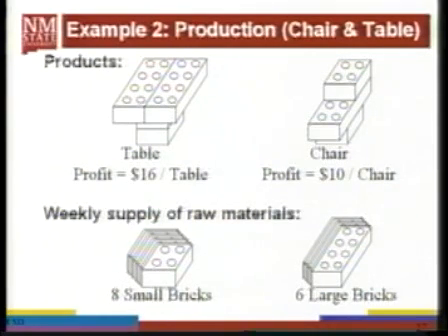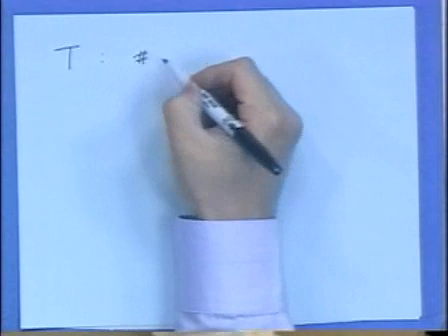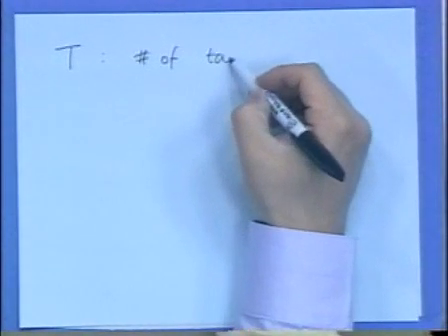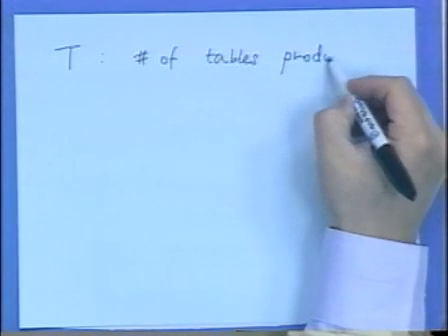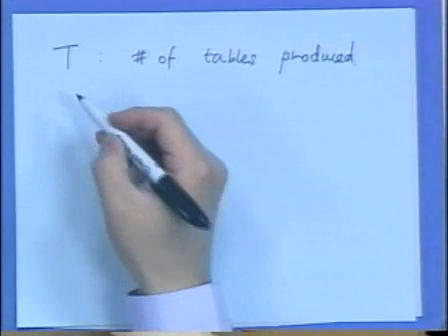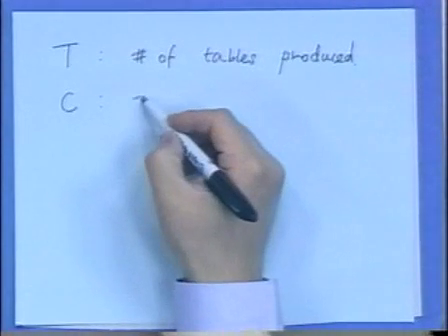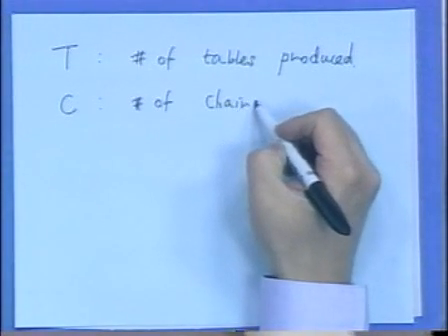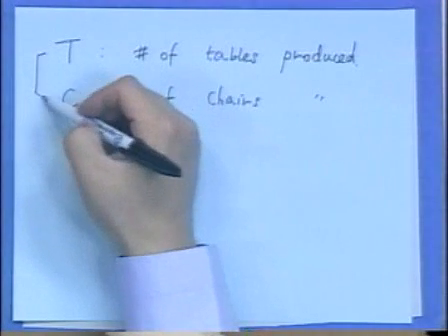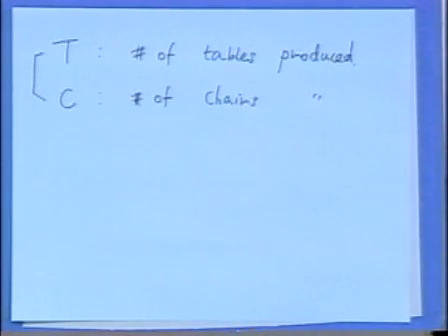Let's say T is the number of tables produced, and let's say C is the number of chairs produced. Okay? And we'd like to make the tables and chairs to maximize profit.